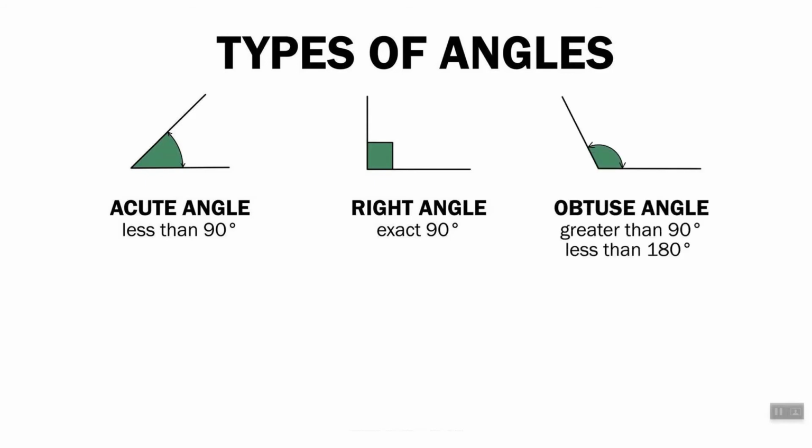An angle more than 90 degrees but less than 180 degrees is called an obtuse angle. For example, 175 degrees is an obtuse angle. 101 degrees is an obtuse angle. 91 degrees is an obtuse angle. A straight angle is exactly 180 degrees. Okay, so a straight line makes 180 degrees, called a straight angle.